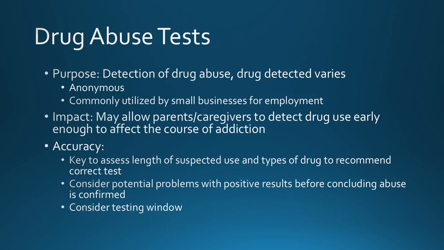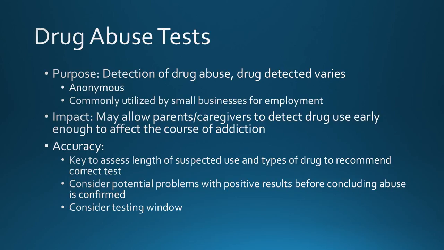An additional impact is that they can allow parents or caregivers to detect drug use early enough to affect the course of addiction, to get that person into treatment before they have been using the drug for a long time period, or before there's any sort of social or legal ramifications for the person. The accuracy of these tests is fairly high.